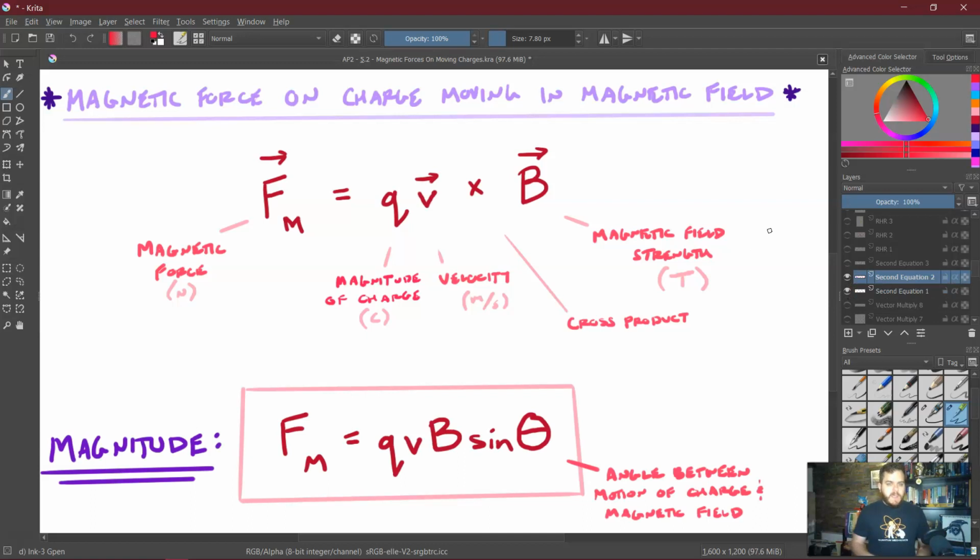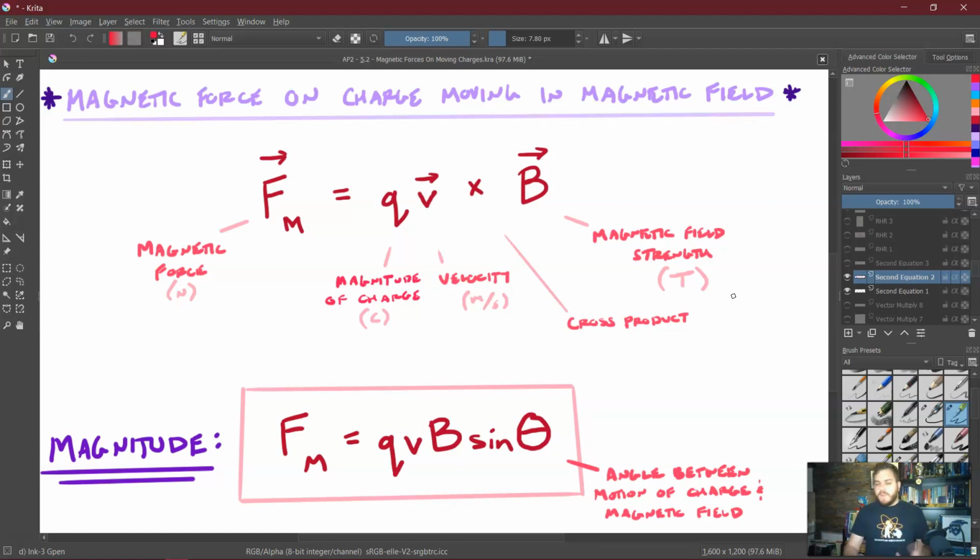where q is the magnitude of the charge, v is its velocity, B is the magnetic field in Tesla, and theta is the angle between the motion of the charge, or v, and the magnetic field, or B. So whatever that angle is between them, that's what we put into that equation.